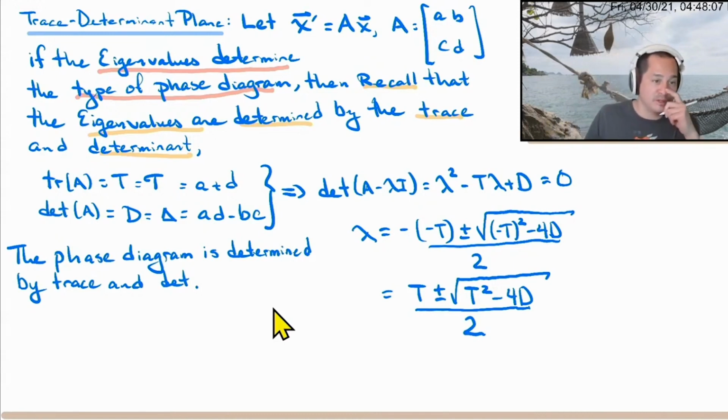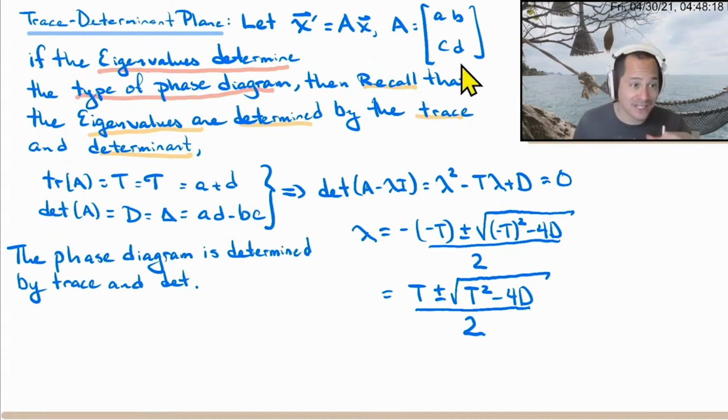So where am I going with this? The idea is that lambdas tell us the picture. And what I want to know is, if you give me a system without having to calculate all the solution, can I get an idea of what picture the system makes? Well, I can, because lambda is a function of trace and determinant.